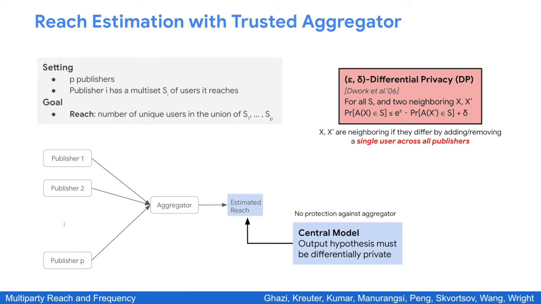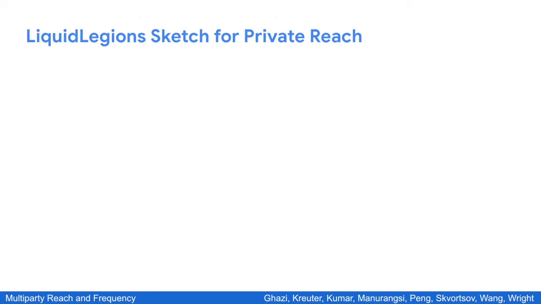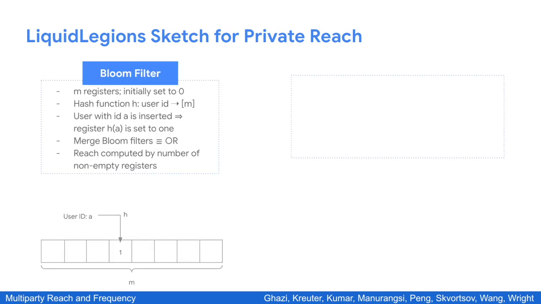This brings us to our first tool to reduce the communication complexity of the protocol, and that is sketching. The sketch that we use is a modification of the classic Bloom filter sketch. Just to quickly recall, in a Bloom filter there are m registers, each set to 0 initially. And there is a hash function h that hashes each user ID to a uniformly random number from 1 to m. When a user arrives, we simply hash their user ID and then set the corresponding register to 1. Bloom filters are easy to merge by simply taking the bitwise OR. Furthermore, the reach can be estimated by looking at the number of non-empty registers.